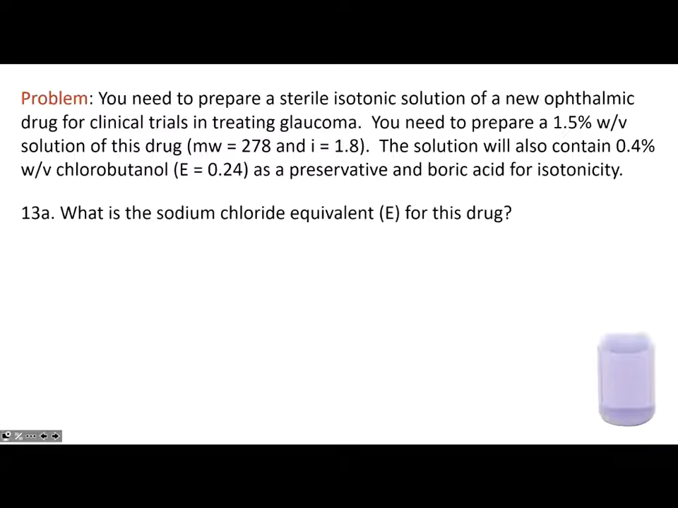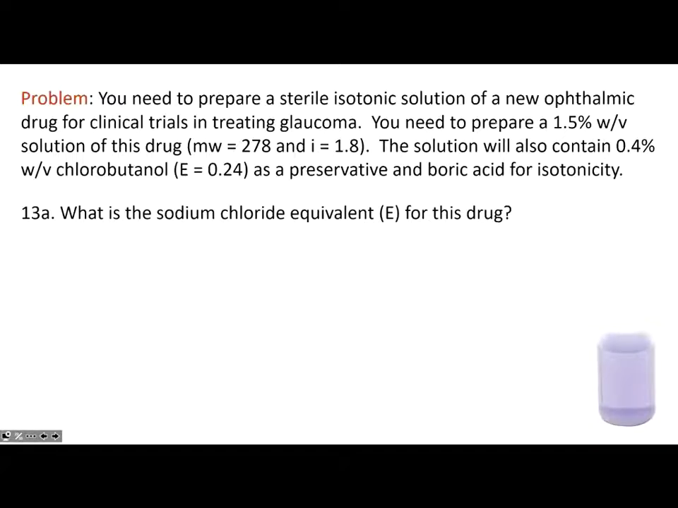What did I stand for? Not I love calculations. That was a different one. This was the dissociation factor. It has to do with how many particles come out in solution. So don't care about that, but you'll see it here in a minute. We'll use that in a minute. So the dissociation factor was 1.8. The solution also contains 0.4% of chlorbutanol, which is a preservative. And you're going to add some boric acid to adjust tonicity.